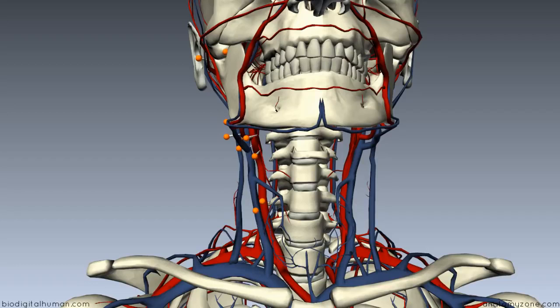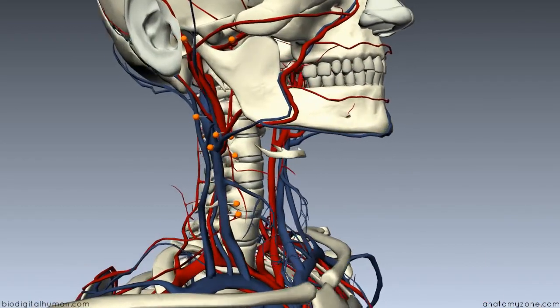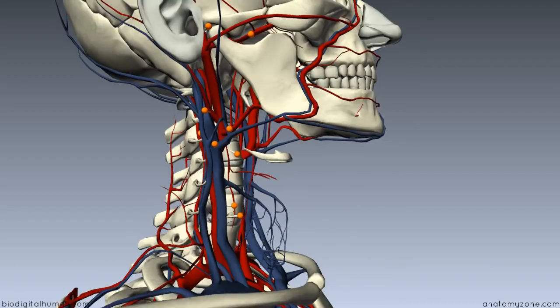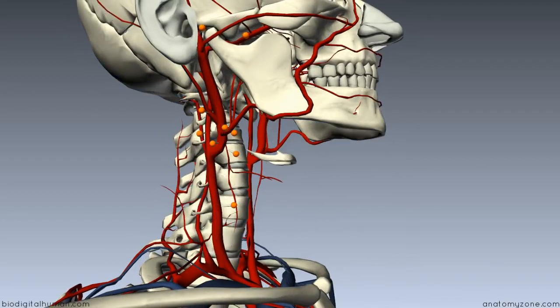So we're looking here at an anterior view, and we've got the vessels of the head and neck shown on the skeleton. You can see this pin here shows the right common carotid, and just lateral to that you've got the right internal jugular vein. If I just rotate the model around, we can take a look at the external carotid artery. I've just removed the veins of the head and neck, so we're just looking at the arterial system.